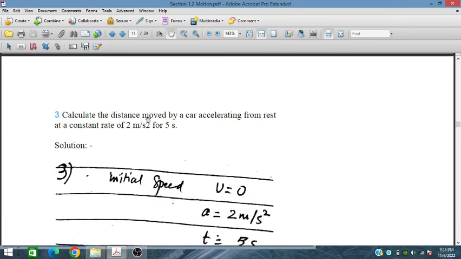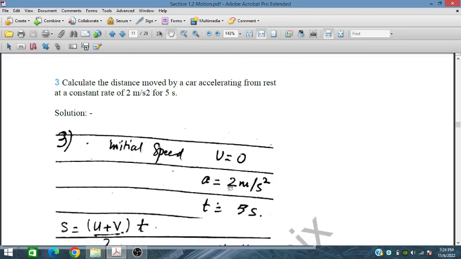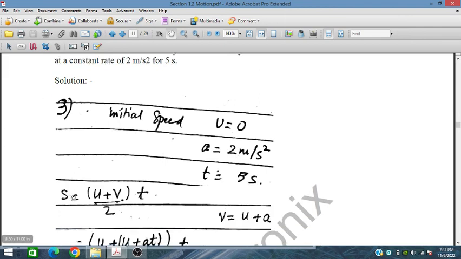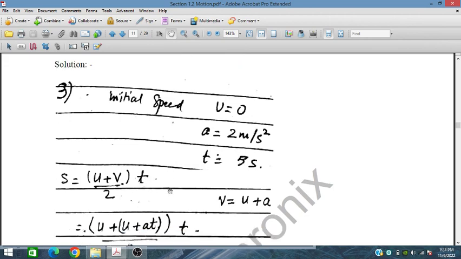Now calculate the distance moved by a car accelerating from rest at a constant rate of 2 meters per second square for 5 seconds. This is a superscript, a typing error, s square. So initial speed u is equal to 0, acceleration is 2 meters per second square, and time is 5 seconds. So s is equal to average speed multiplied by time.